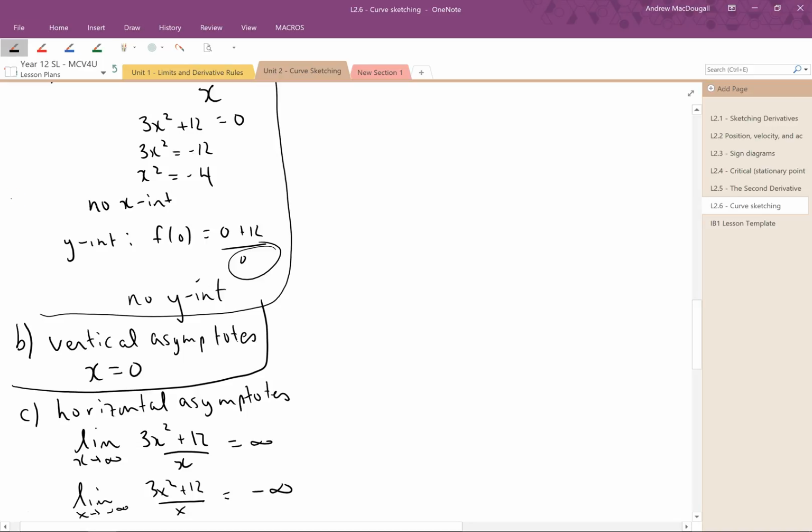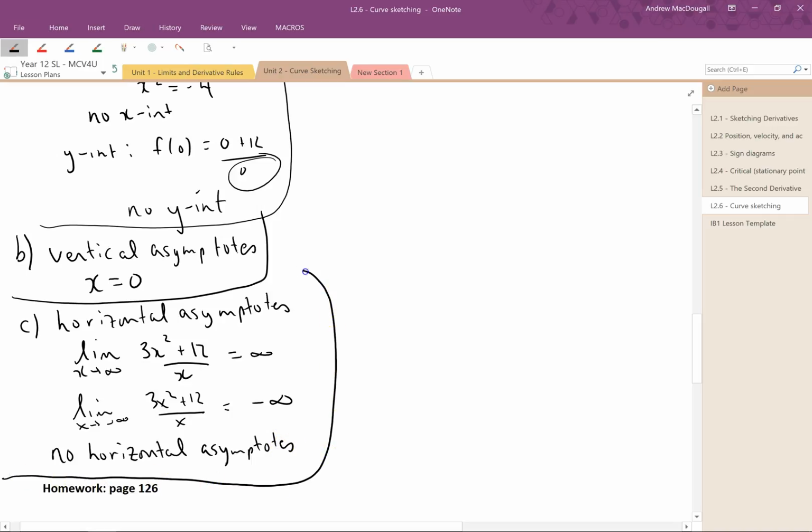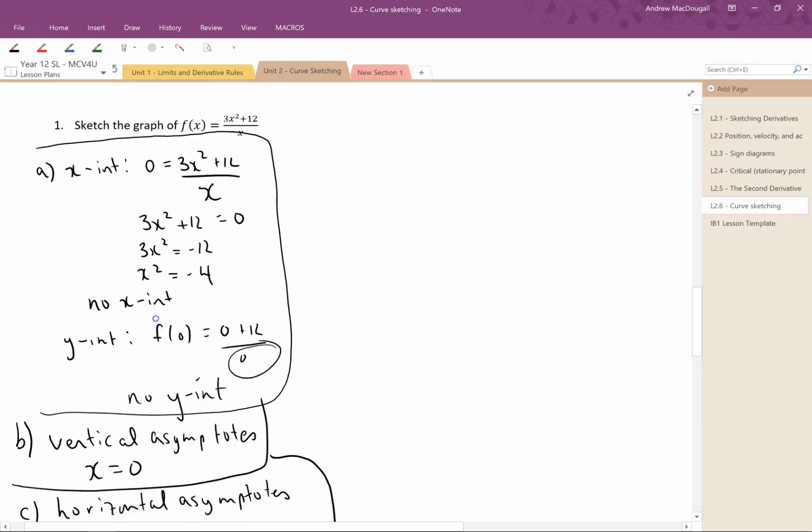But if we plug in negative numbers for x, we're going to get positive on the top, negative on the bottom. So we're going to get negative infinity. Moral of the story, we know how the function behaves at its endpoints. And also we realize there are no horizontal asymptotes because we don't approach a finite number as we go far right and far left on our graph. Okay, no horizontal asymptotes.